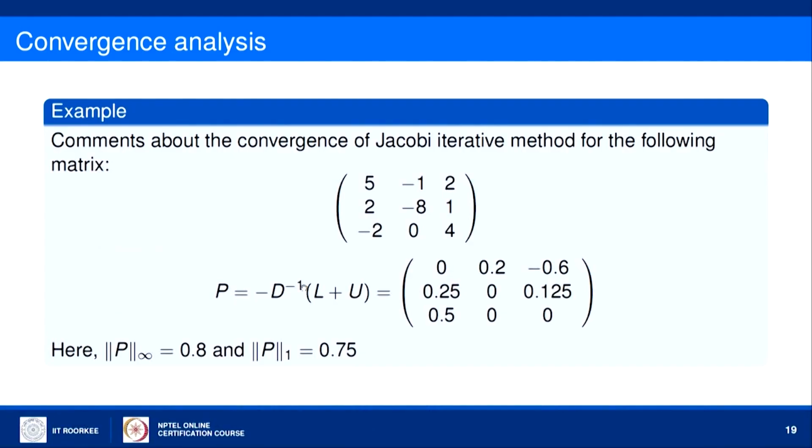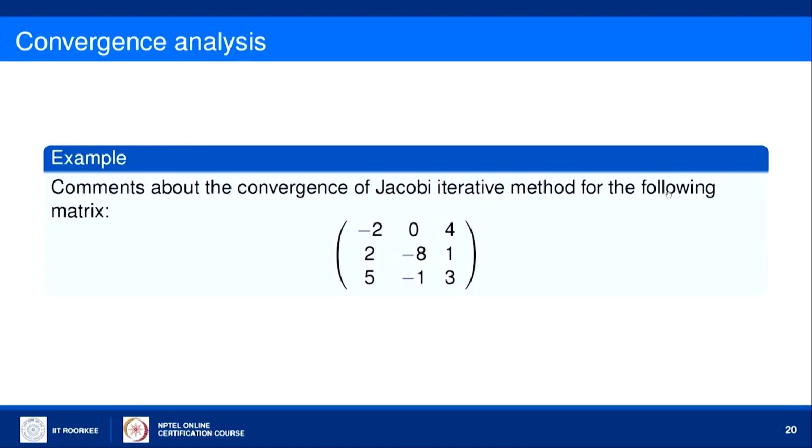Moreover, if you want to check with the iteration matrix, if I calculate the iteration matrix in case of the Jacobi method, it comes out to be in this way, and if I find the norm of this, the infinity norm is 0.10 and the one norm is 0.75. Both are less than 1, and hence these are sufficient conditions that guarantee the Jacobi scheme will converge.